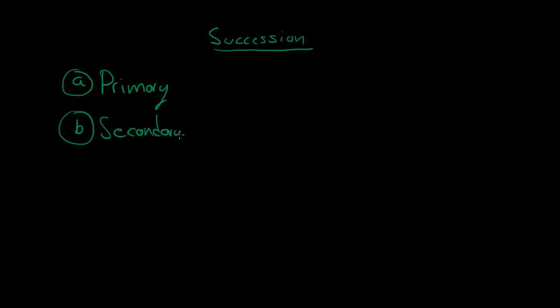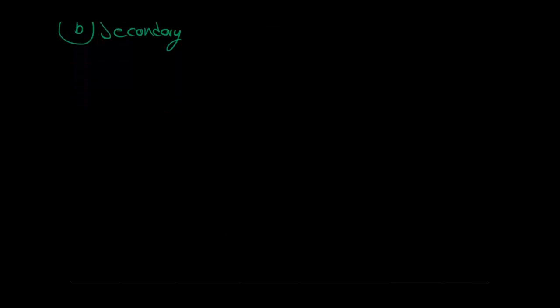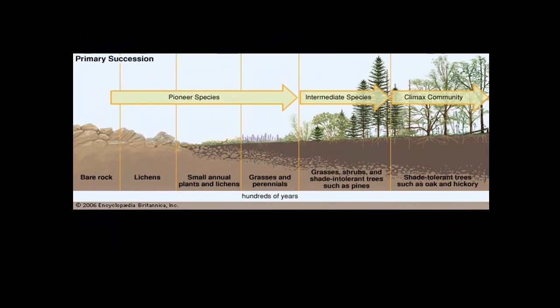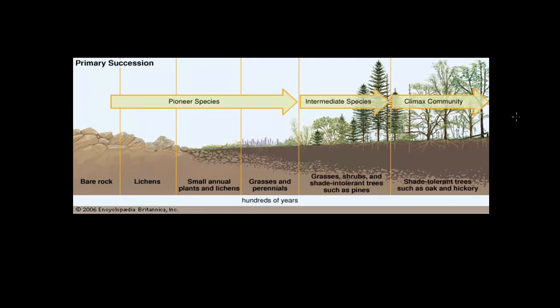Now, there are two types of successions. We have the primary succession and the secondary. Both successions have many similarities, but they also have their differences. We're first going to look at the primary succession and then at the secondary. So, primary succession happens in lands which have never sustained life before.